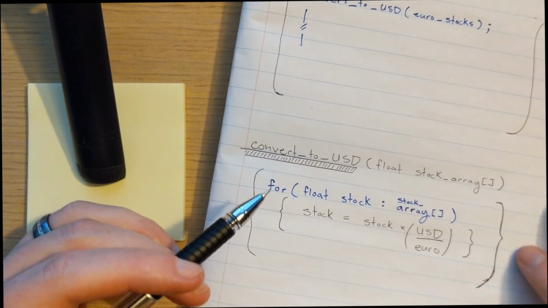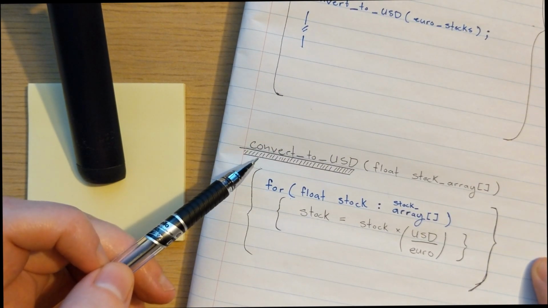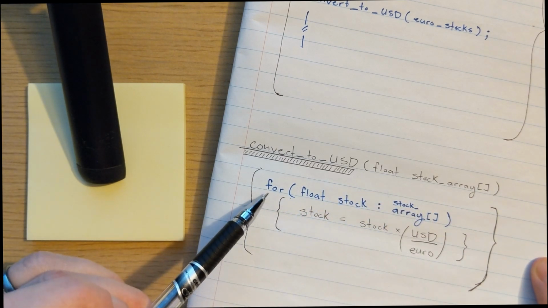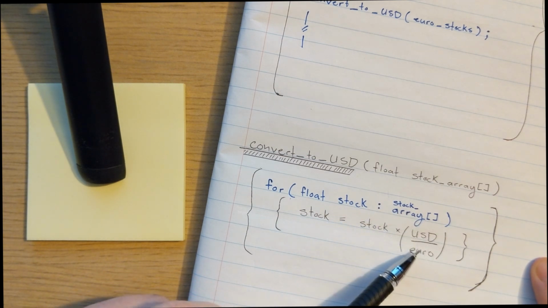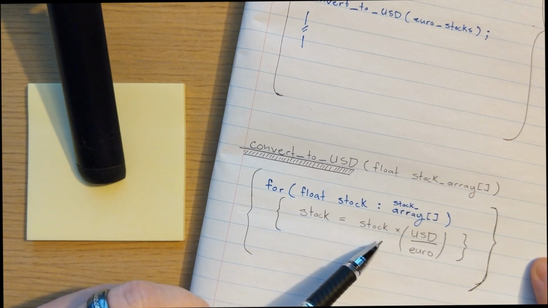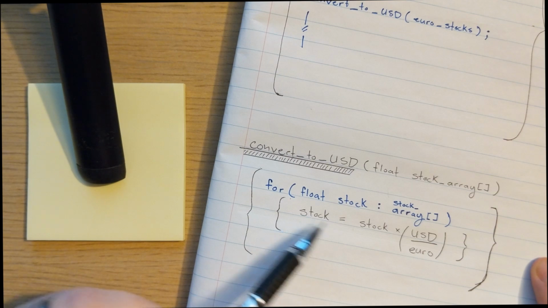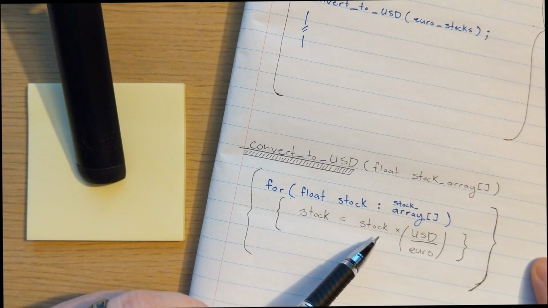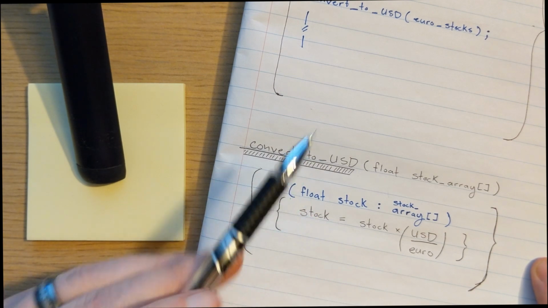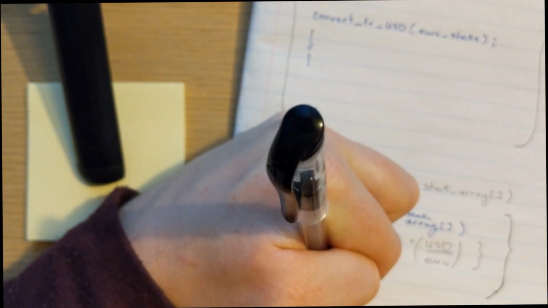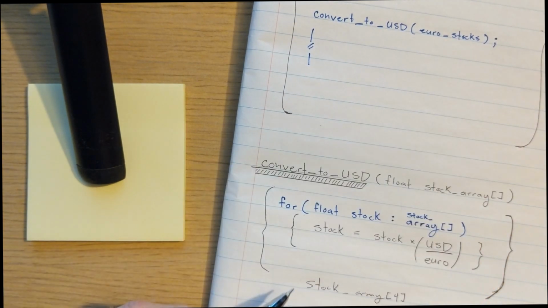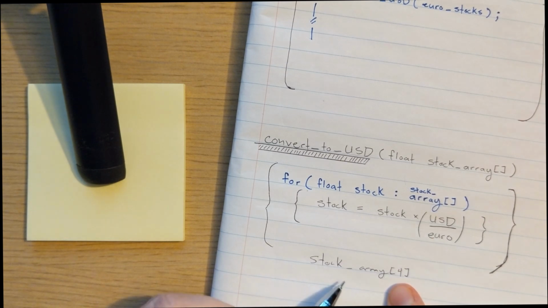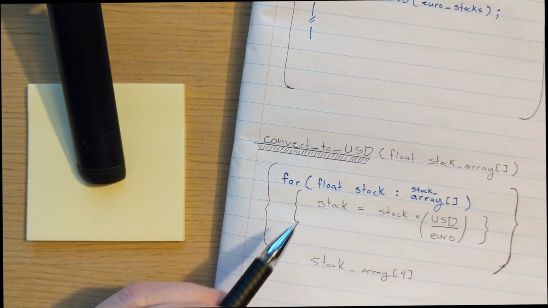So we want to be able to call some function down here, convert to USD float stock array, where for each stock we can go through the whole array and multiply it by some conversion factor, USD per euro, and we can assign that back to the original place in that array, right? So we want to be able to do this conversion and assign, if we had stock array 4 equals some value, right? We want to be able to replace stock array 4 with the new USD equivalent. And we want to be able to do that for every single value in the array.